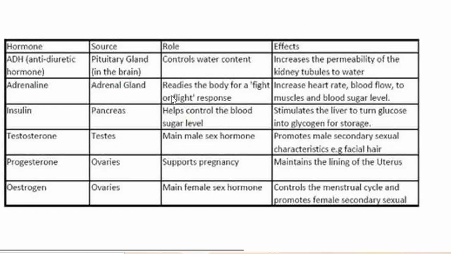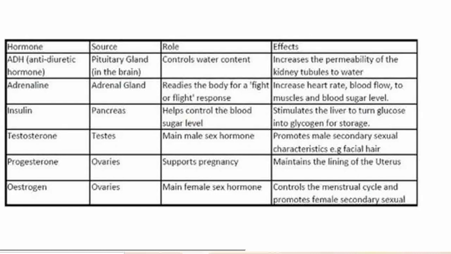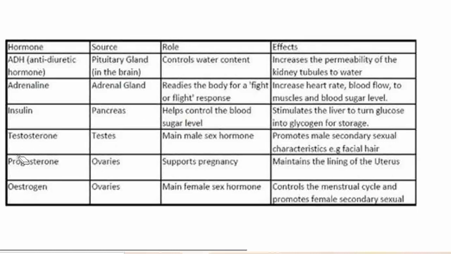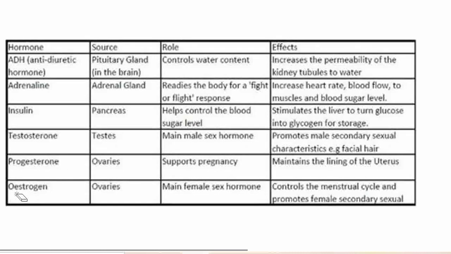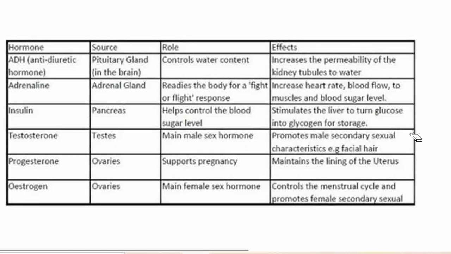Adrenaline is released by the body for a fight or flight response, and insulin is secreted by the pancreas. It helps control the blood sugar level. Progesterone supports pregnancy, and estrogen is the main female sex hormone. It controls the menstrual cycle. And this is the function of progesterone: it maintains the lining of the uterus.